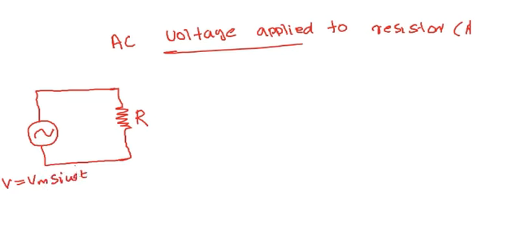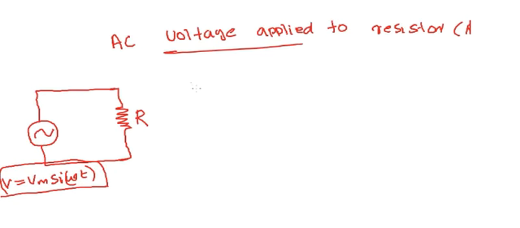That is the value of resistance. That is the value of voltage source. R is the value of resistance. While voltage is varying sinusoidally with respect to time, V is equal to Vm sin omega t, and a resistor is a device which obeys Ohm's law.